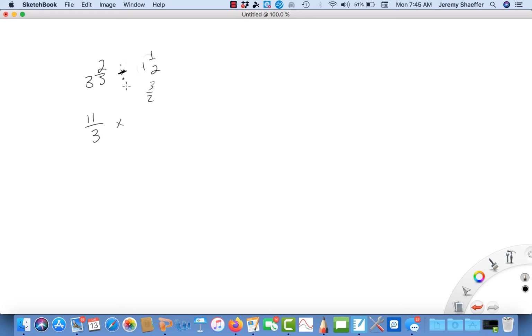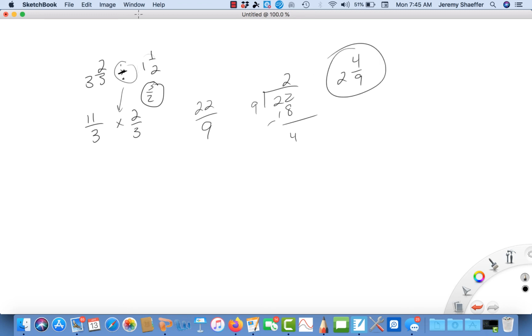When we do this division problem, we reverse this, so it's going to be 2 over 3 because of the division problem. We change it to multiplication and flip the fraction. So now we have 22 over 9. And we can, again, do our division problem to convert it back into a mixed number. And of course, we have 2 and 4/9. Okay? So division problem, multiplication problem, same, just we have to flip the fraction with the division problem.